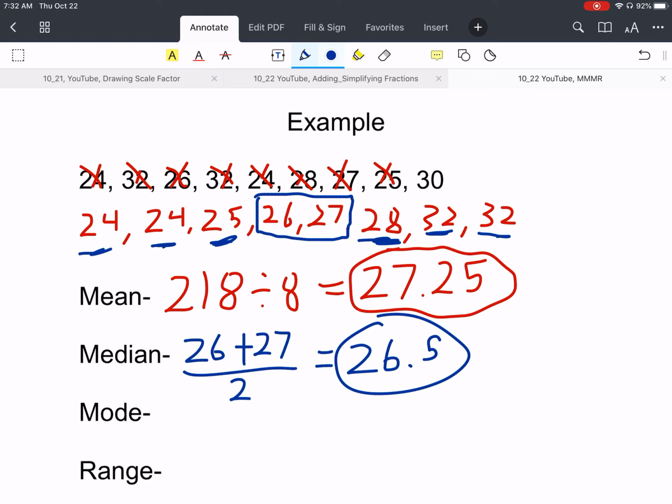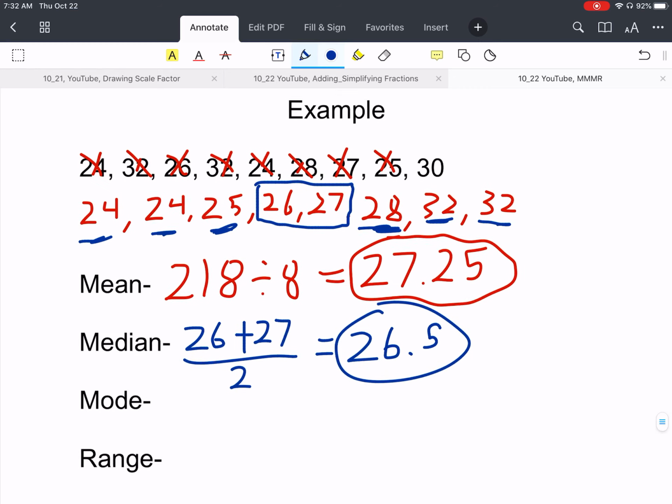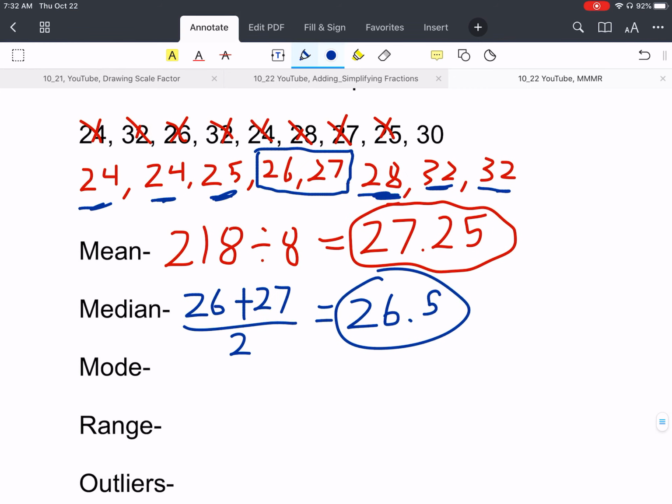So there are a couple extra steps for a median if there are 2 numbers. For our first example, it was nice and easy. For our mode, we're looking for the most frequently found number. So we actually have 2 24s and 2 32s. So our modes are going to be 24 and 32. So it's perfectly fine to have more than one mode.